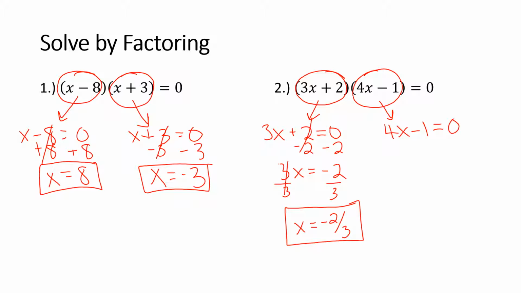On the right-hand equation, we would solve very similarly. To get x by itself, I would add 1 to both sides, which gives us 4x equals 1. And then to get x by itself, we'll just divide by 4 on both sides. So my final answer here, x equals 1/4.